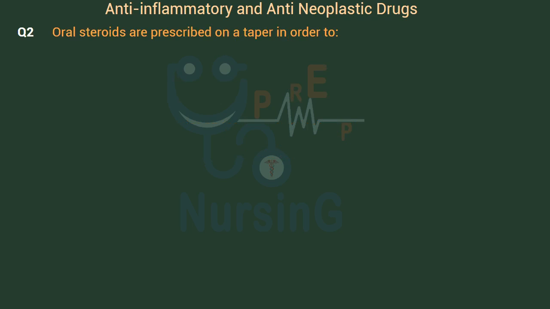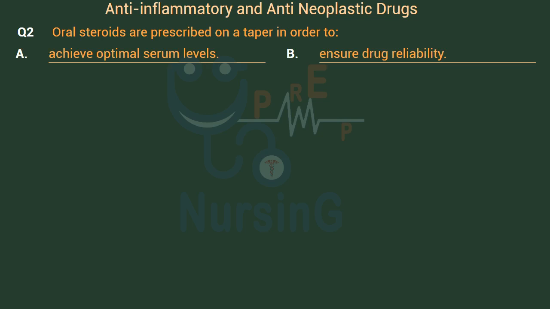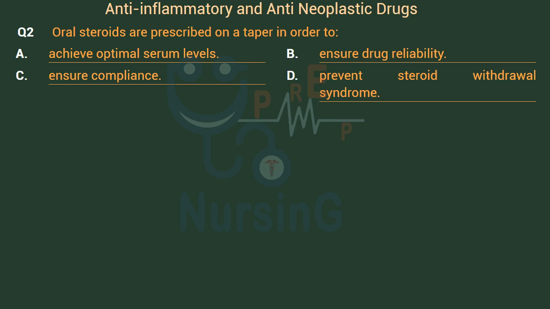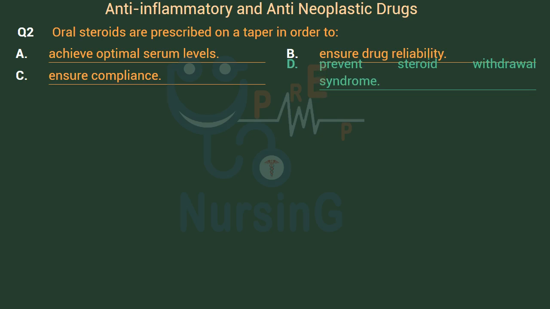to survive. Oral steroids are prescribed on a taper in order to: Option A. Achieve optimal serum levels. Option B. Ensure drug reliability. Option C. Ensure compliance. Option D. Prevent steroid withdrawal syndrome. Right answer is Option D.